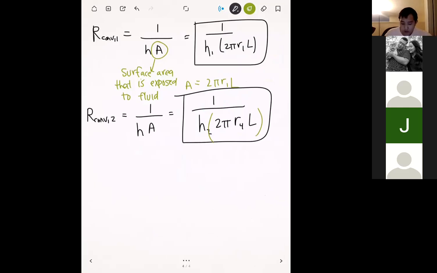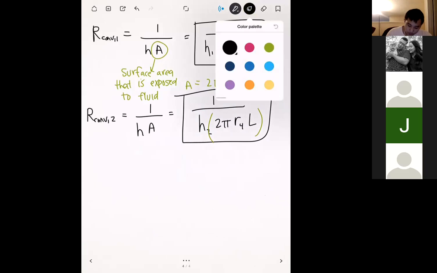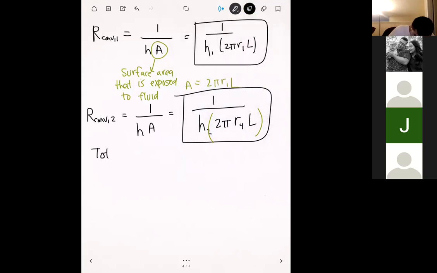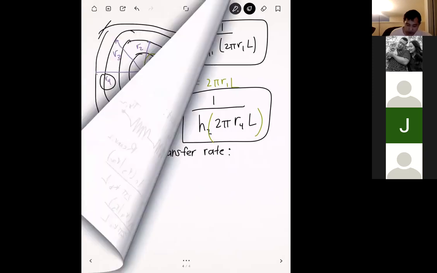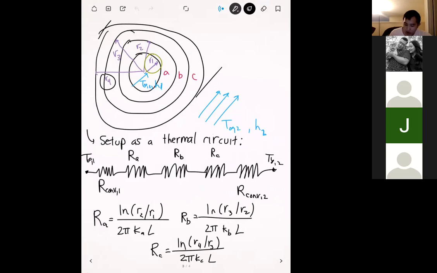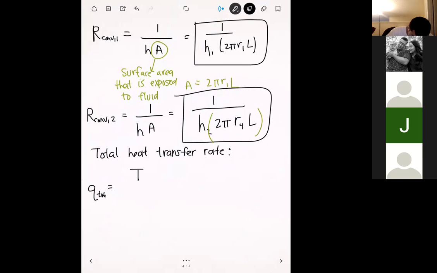Now that we have all of the resistances computed, we can go ahead and write an expression for the total heat transfer rate. The total heat transfer rate looks like this. We have Q total equal to the difference in temperatures in our circuit. On the left side of the circuit, we have T infinity 1, and on the right side, we have T infinity 2. And then on the bottom, we're going to sum up all the resistances in our system.